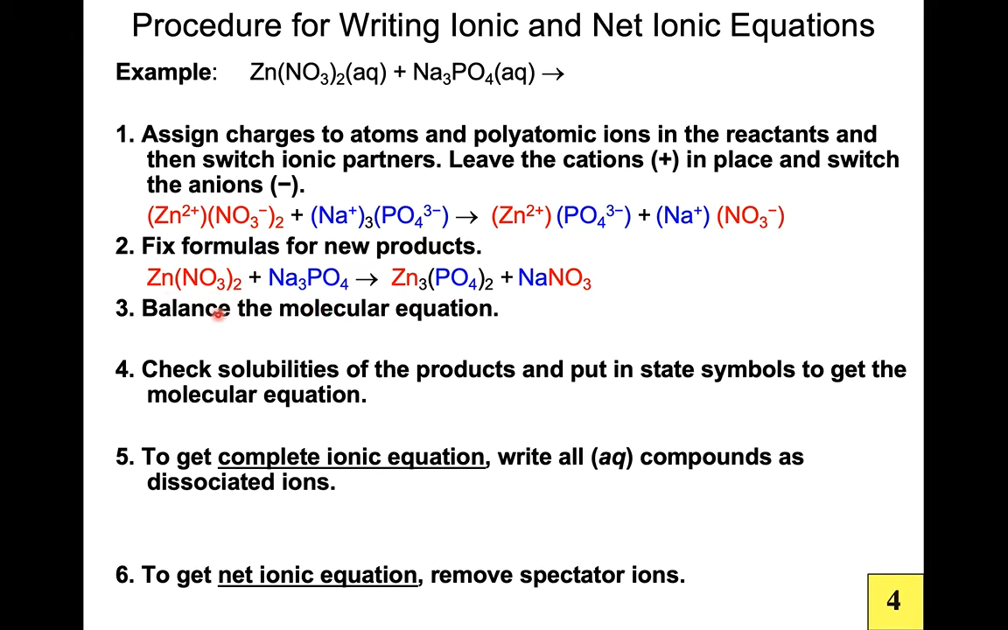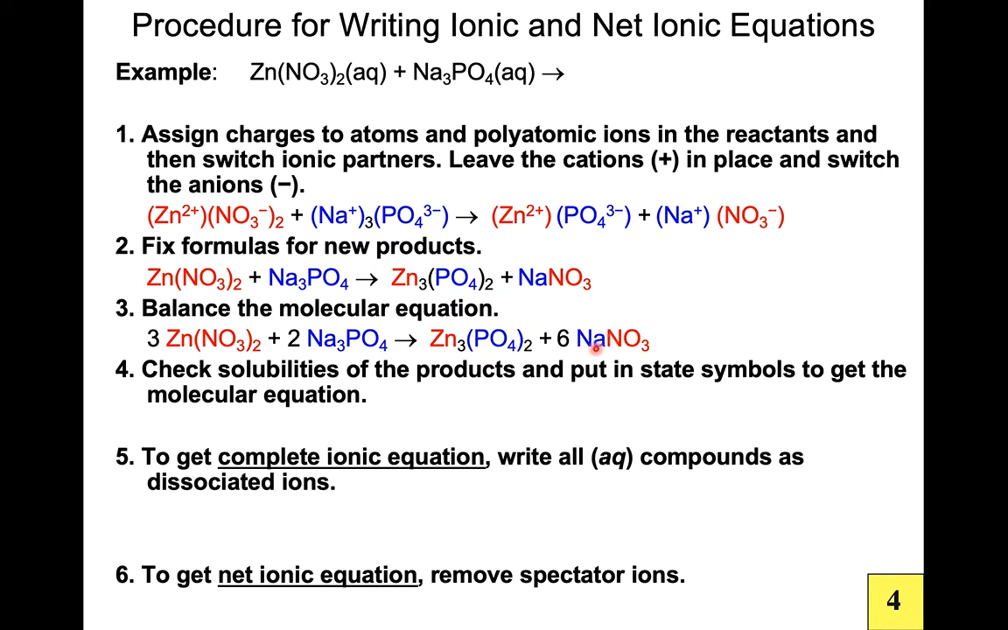So now we fix the formulas, but you should notice that things aren't balanced. For example, on the reactant side there's 1 zinc, on the product side there's 3 zincs, and so we need to balance it. Going from here to here is just the normal balancing process, and we get 3 to 2 to 1 to 6.